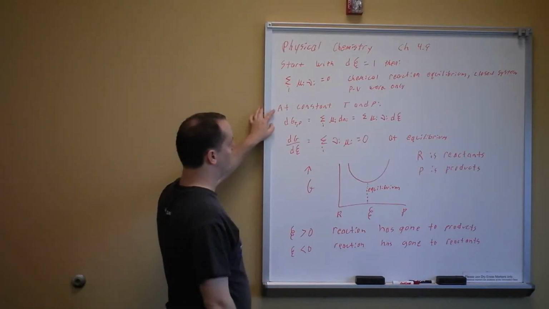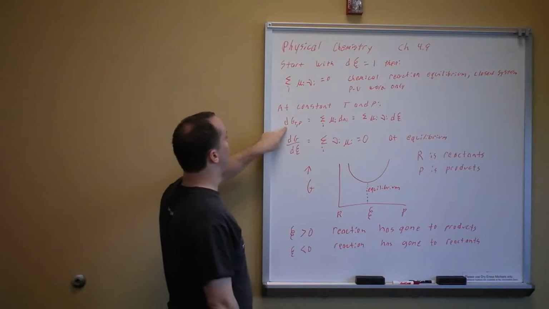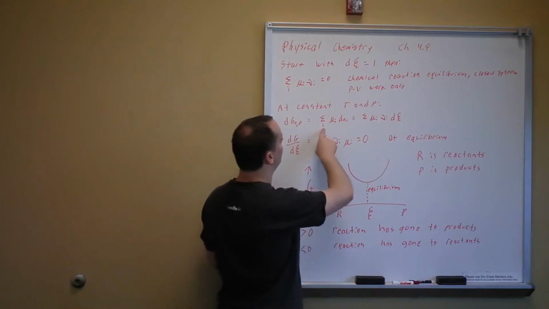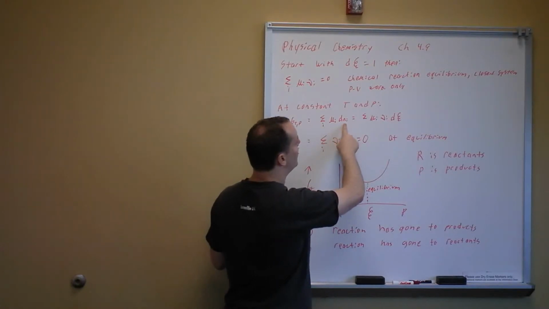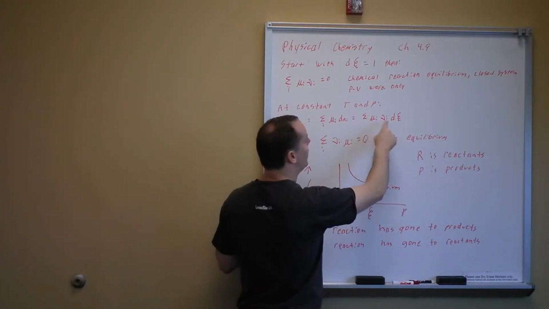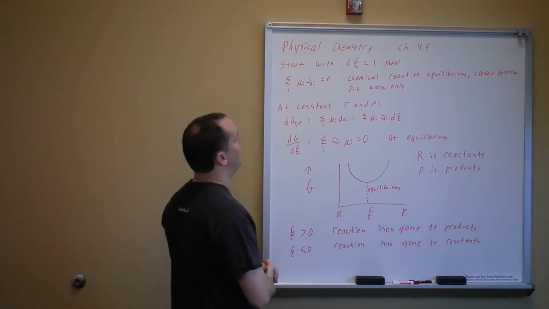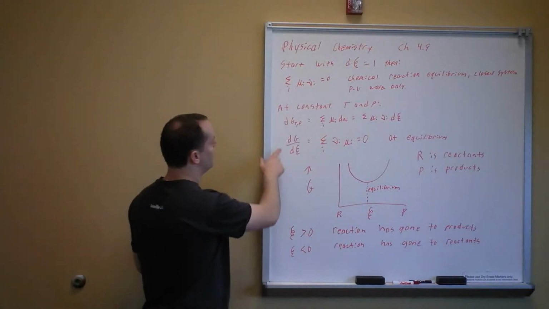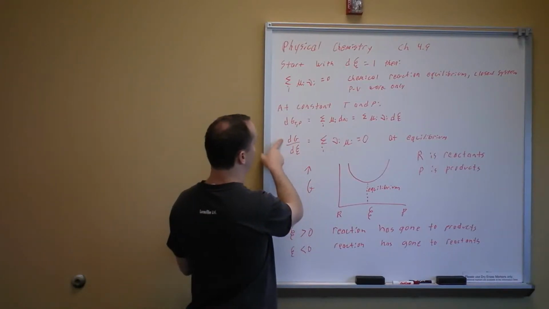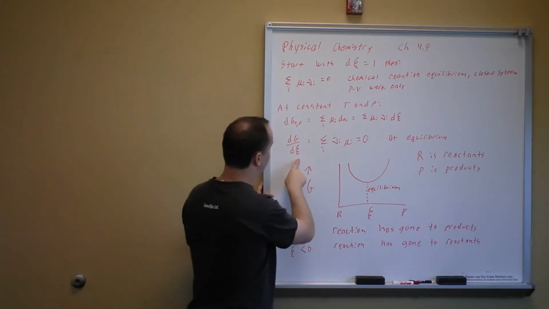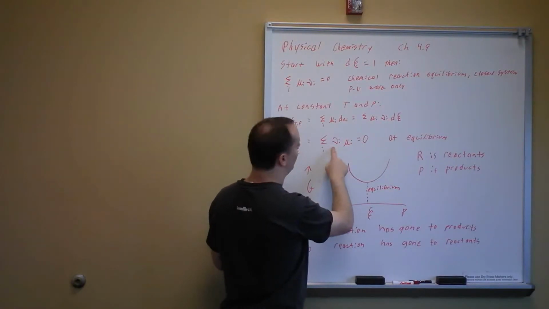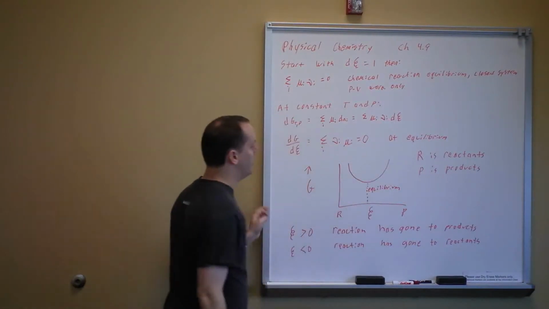Now, furthermore, if we assume that we're at constant temperature and pressure, then the differential of Gibbs free energy at constant temperature and pressure is equal to the sum over substance i of mu_i dn_i. And that's also the same as the sum over substance i of mu_i nu_i times the differential of the extent, like we had before that we set to 1. So then divided by the differential of xi, we get the derivative of Gibbs free energy with respect to xi is equal to the sum over substance i of nu_i mu_i. And that's equal to 0 when we're at equilibrium.